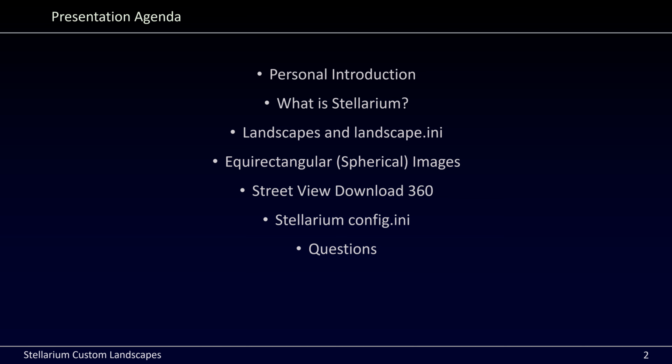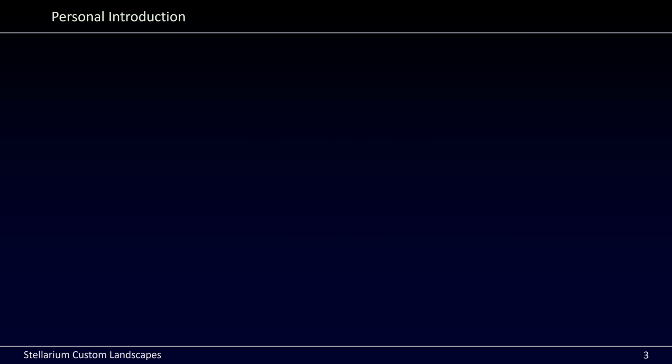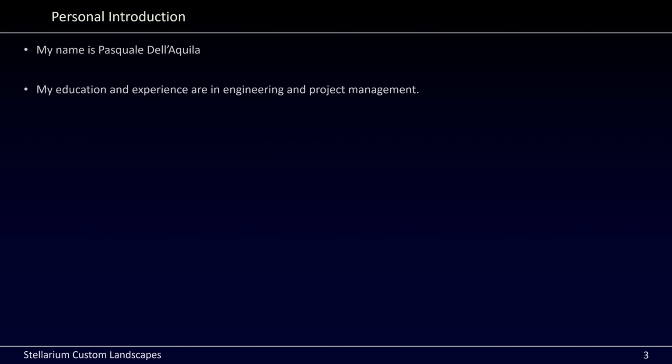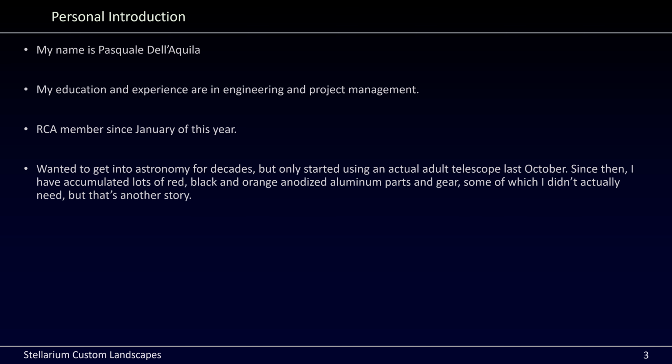So the personal introduction, my name again is Pasquale Dell'Aquila. My education and experience are in engineering and project management, and I've been an RCA member since January of this year. I wanted to get into astronomy for decades, but only started using an actual adult telescope last October. Since then, I've accumulated lots of red, black, and orange anodized aluminum parts and gear, some of which I didn't actually need, but that's another story.